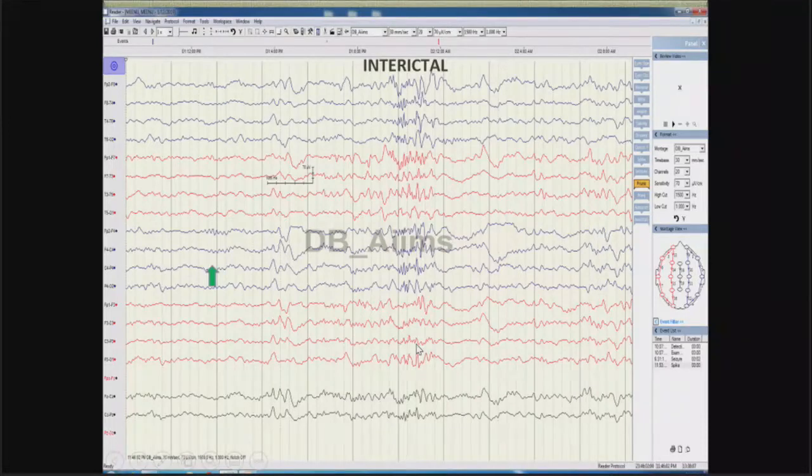Then there was a burst of discharge following the sleep spindle, and it seemed to have some kind of polymorphic slowing around the left frontotemporal region, though it was not certain. And then there were some sharp waves seen in the left temporal region. So this was the first interictal snapshot, seen in a double banana montage.